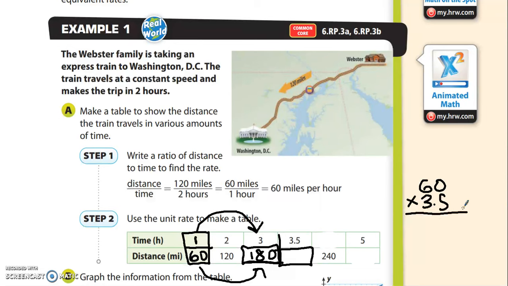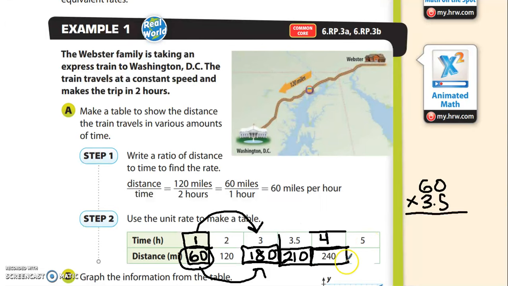60 times 3 would be 180, and then half of 60 would be 30. So if you just added up 180 and 30, you'd get 210. Now what about this one right here? Well, if you know that you can go 60 miles for every hour, 60 goes into 240 four times, which simply means that this term is 4.